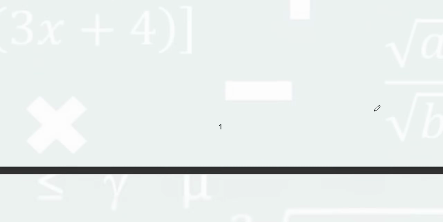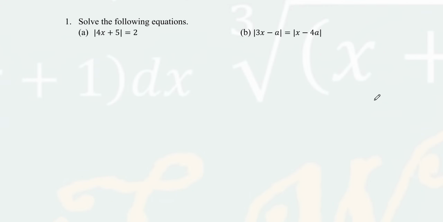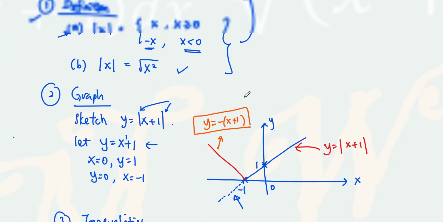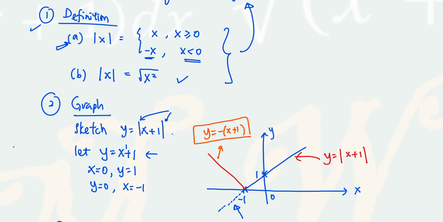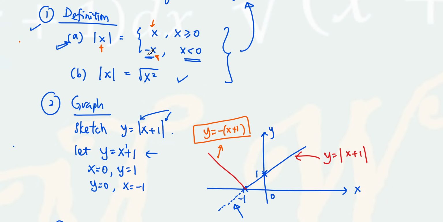So let's go through some questions. The first question is solve the following equations. So A, modulus of 4x plus 5 equals to 2. For this case, I will be applying the definition because you have one modulus. So the definition here is going to be the first part. It could be positive and it could be negative, which means I will just change this x into positive x and also negative x. Then I will be able to solve the problem.